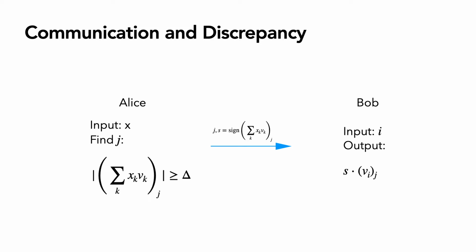Here is the protocol. Let x be the input of Alice. Since the infinity norm of the signed sum of vi with x is greater than delta, there is an index j such that the absolute value of the signed sum along the corresponding coordinate is larger than delta. Alice sends across j and the sign of this sum. Bob, on input i, outputs the jth coordinate of vi multiplied by the sign.